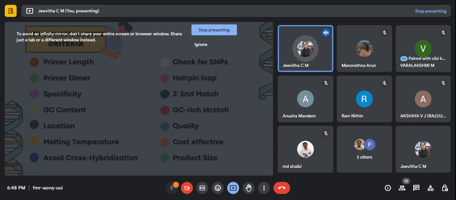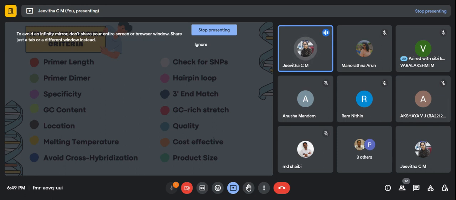And GC content, melting temperature, and we also look at cost, because the cost of the primer depends on the company from where you are getting it, because each nucleotide will range from 14 to 20 rupees per base. So the cost also we have to look into, and the quality of the primer, and GC rich stretches, everything. So we'll also go in depth when we go for a demo session.